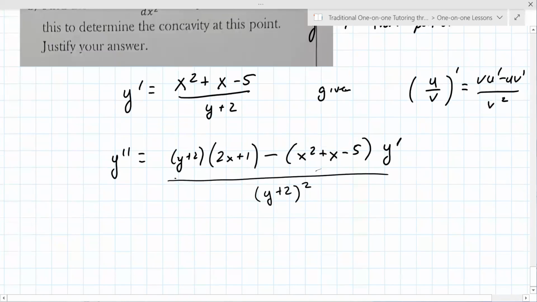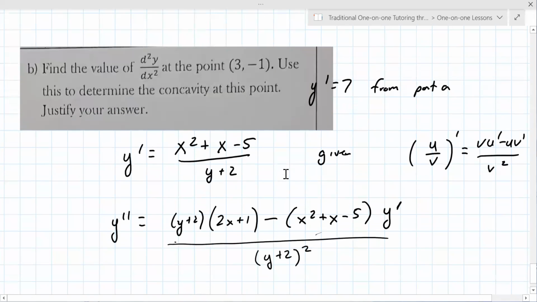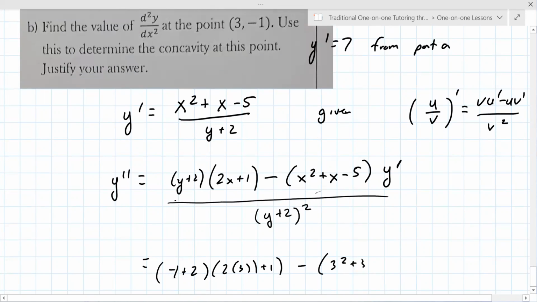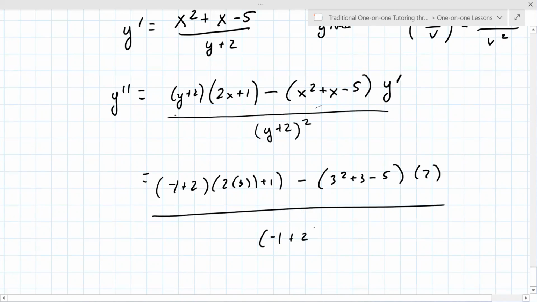So you plug the numbers in, you get -1 plus 2, 2 times 3 plus 1 minus 3 squared plus 3 minus 5 times 7 over -1 plus 2 squared. This is 7, this is 1, 7. So what I do is I sometimes write the answer above it, so I don't have to keep writing stuff. This is also 7 times 7, 49 over that. That's 1. So it looks like it's negative 42.